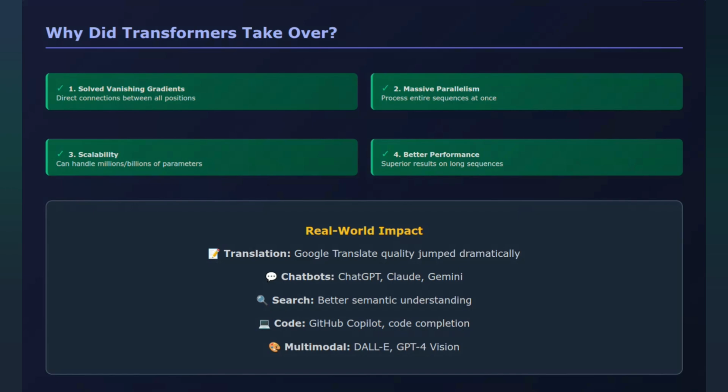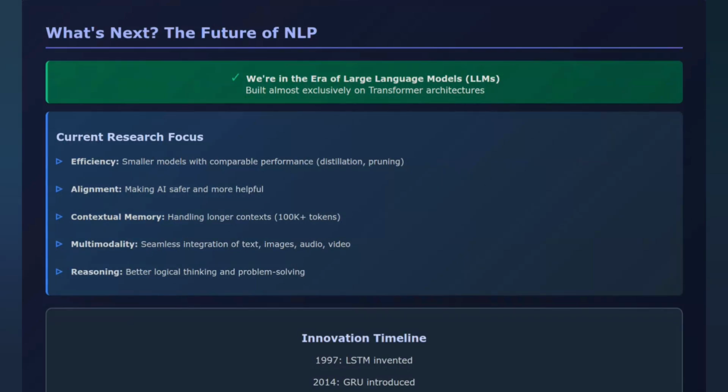ChatGPT, GitHub Copilot, advanced search engines, all transformers. Even multimodal models like GPT-4 Vision and DALL-E use transformer-based architectures. The revolution was complete. So where are we now and where are we going? We're firmly in the era of large language models, LLMs, and they're almost exclusively built on transformer architectures. But research hasn't stopped. In fact, it's accelerating.